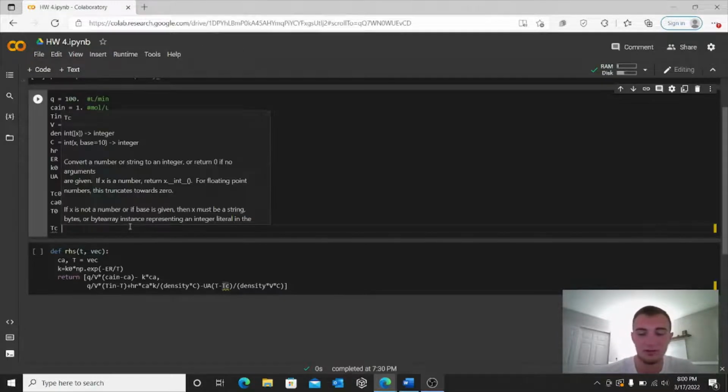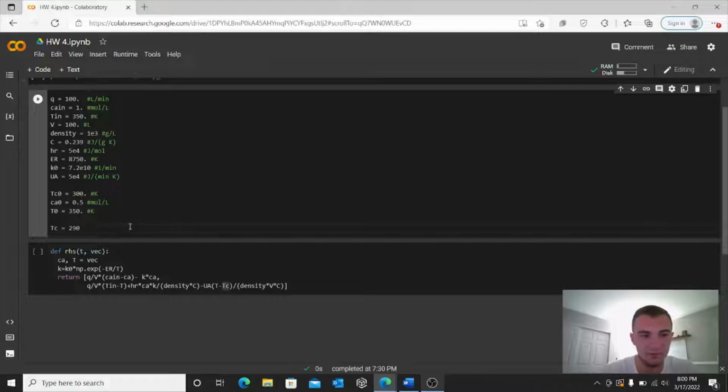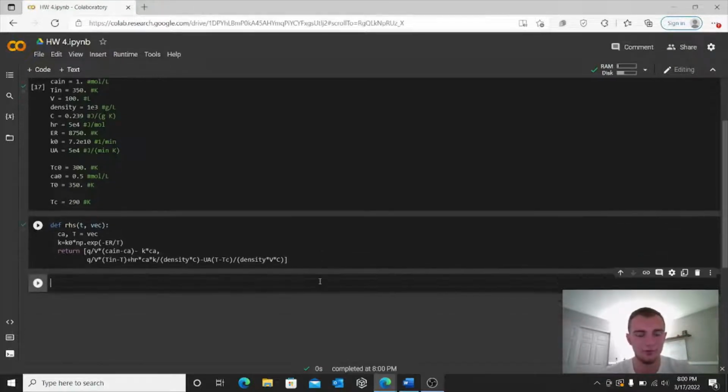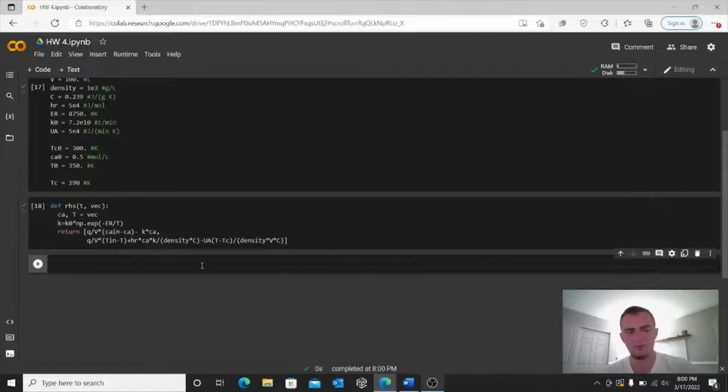So we'll set TC equal to 290 kelvins here. I'll go ahead and comment this out as kelvins so we know what that is. I'll run that here, and now we know TC. Hopefully I don't have any issues there. My parentheses, I think, look good.